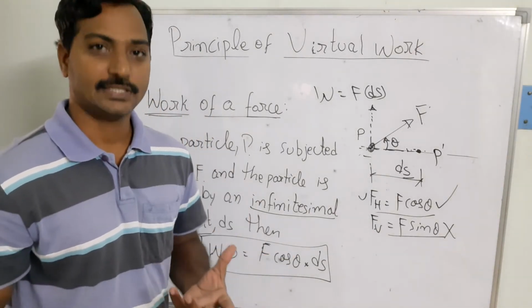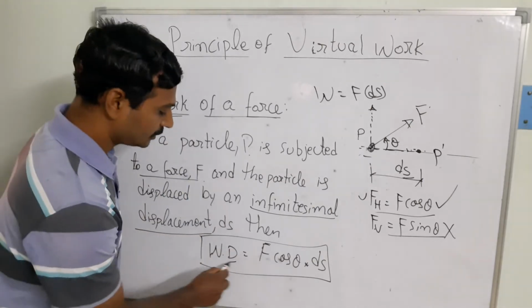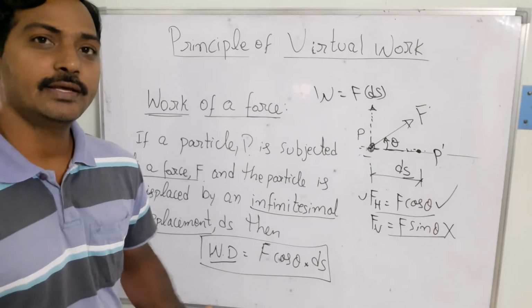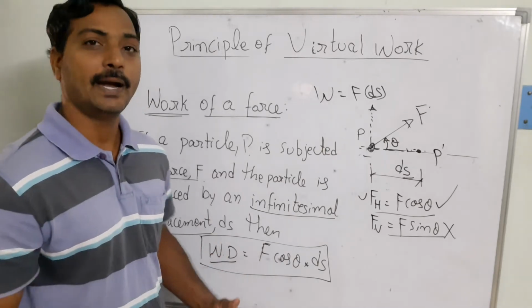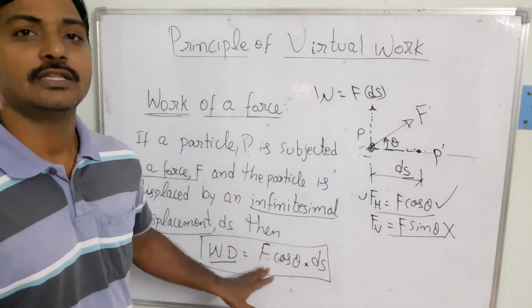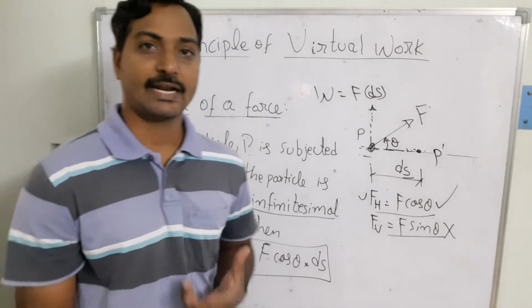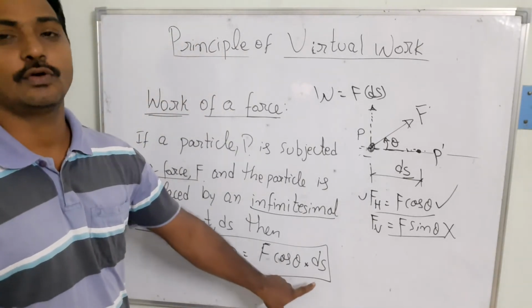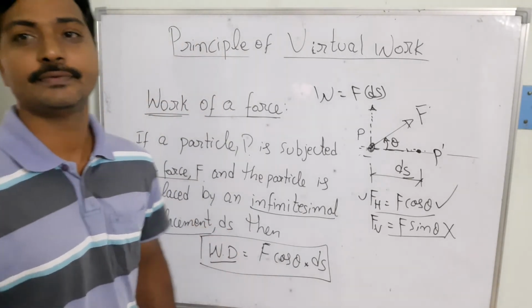Then what will happen to that system? As you know, work done is a scalar quantity. What is a scalar quantity? It has magnitude, but it has no direction. That's why we consider work done to be a scalar quantity. Now we will see what happens when we apply theta equal to 0 and theta equal to 90 degrees.